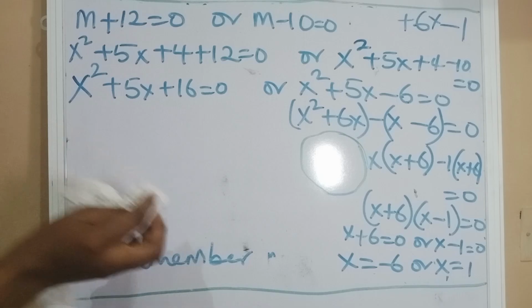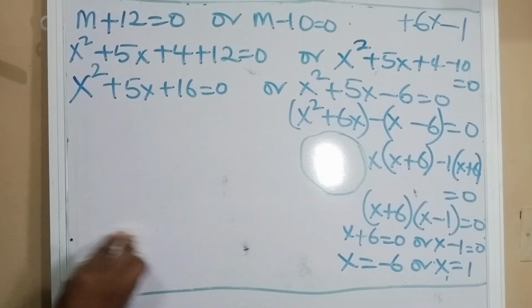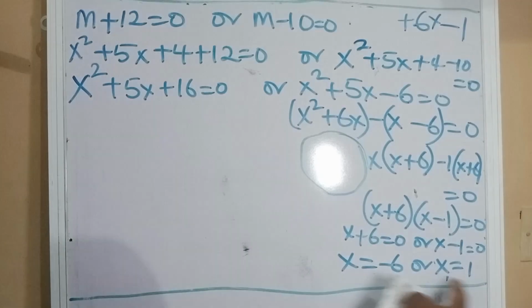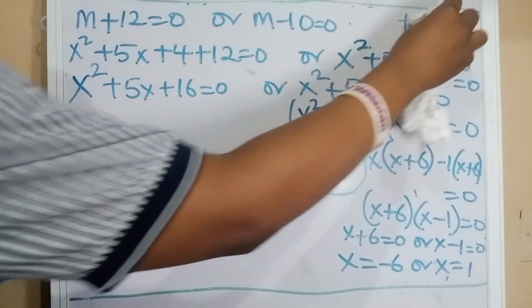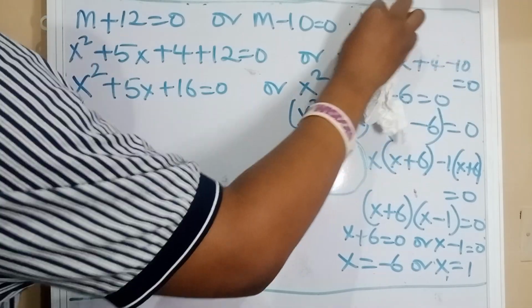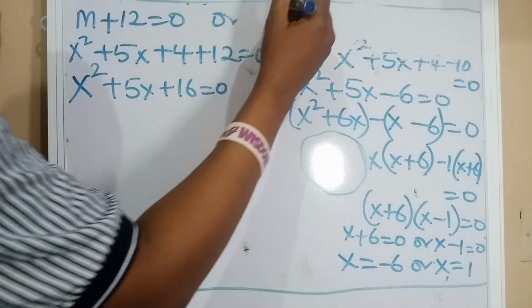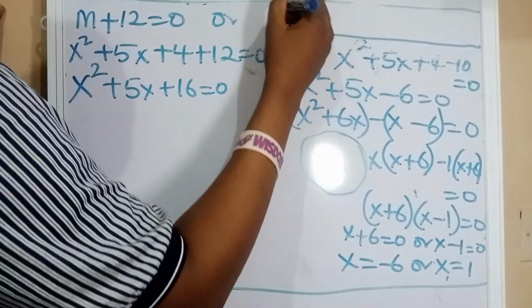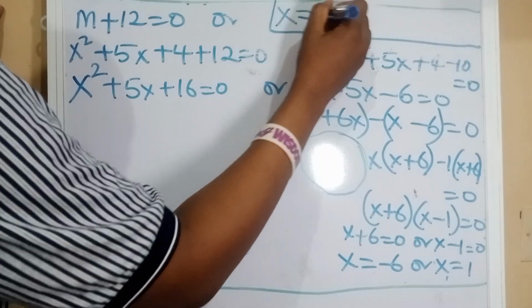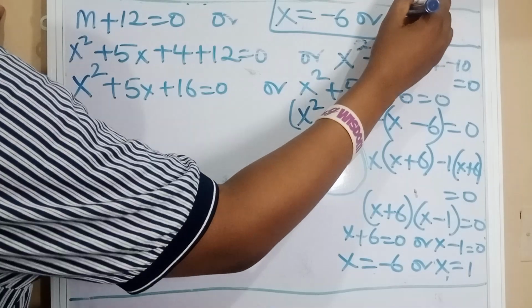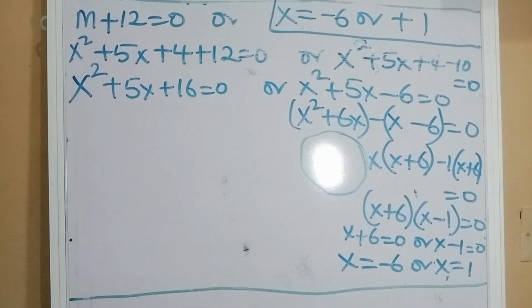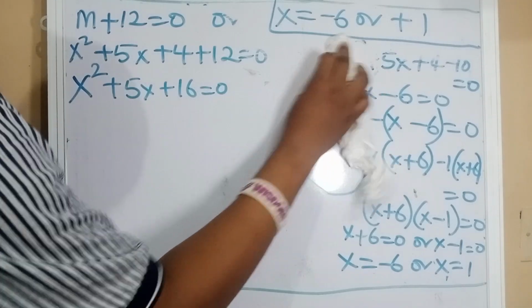Now, coming back to this other equation, we might have to save these answers up here because we'll need a lot of space to solve this other one. So x is equal to minus 6 or plus 1. So we can wipe everything here.